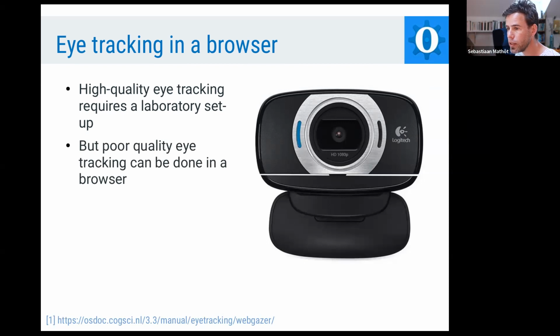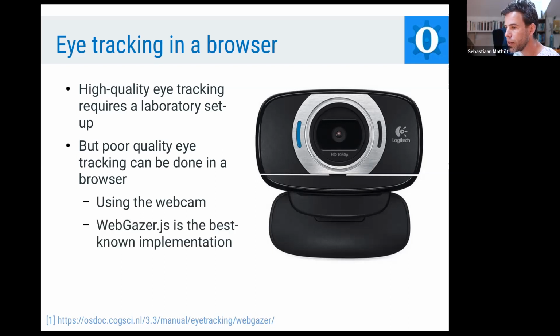But of course, you don't always need to be picky, and poor quality eye tracking can actually be done in a browser. I will show you an example in a bit using the webcam. Then you need a camera, of course, but you can just use a normal webcam. The best known implementation is a library called webgazer.js, a JavaScript implementation of a webcam-based eye tracker. And it works with OSWeb. I will show you in a bit.